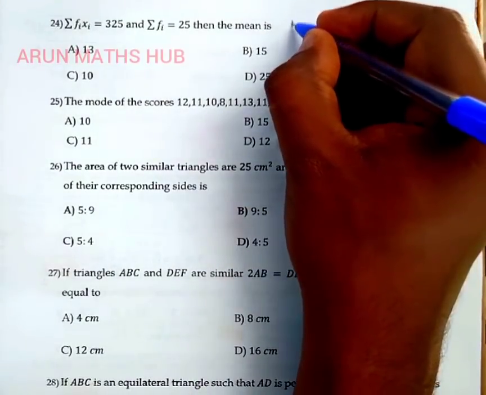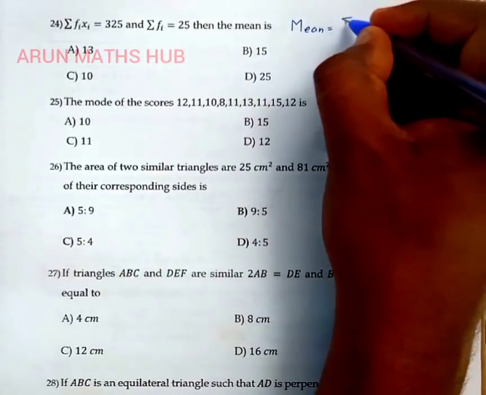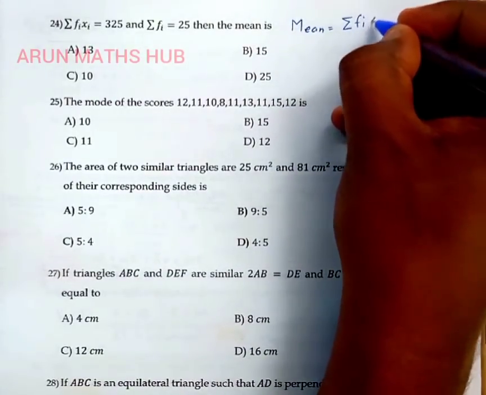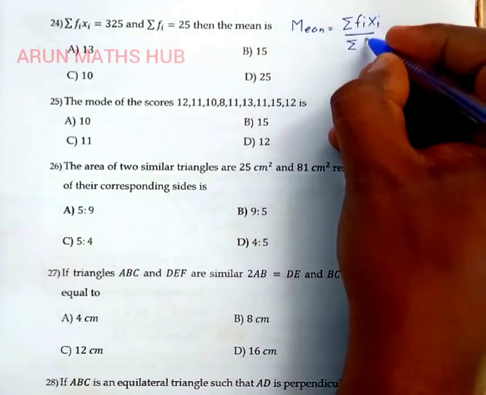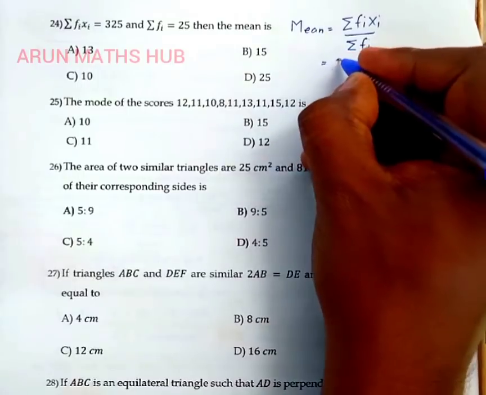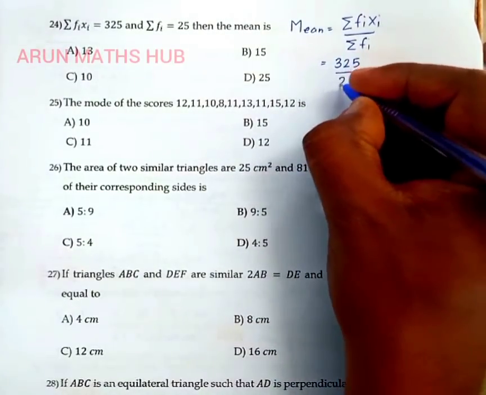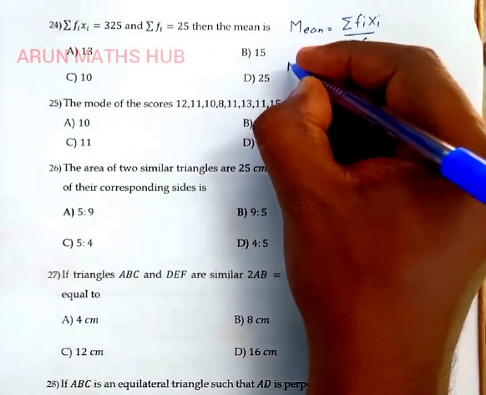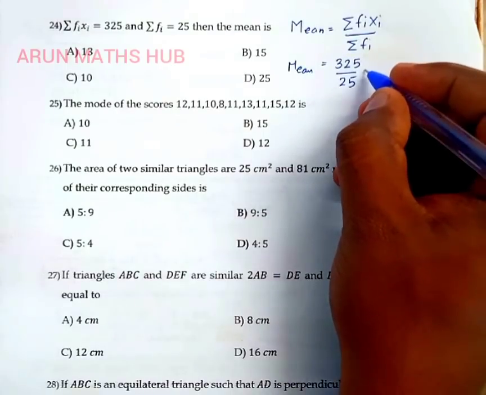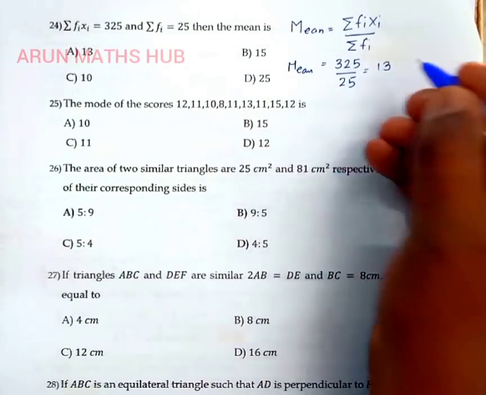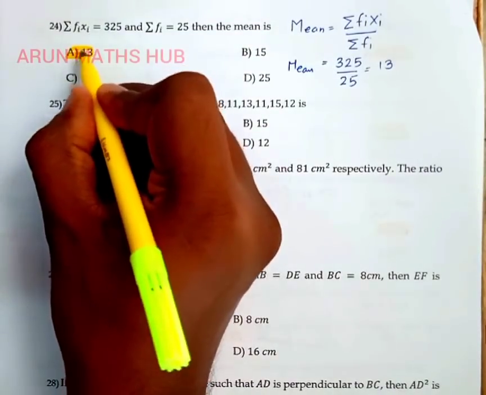Now moving to question number 24. Given sigma fi xi equals 325, sigma fi equals 25, then mean equals, we know that mean equals sigma fi xi divided by sigma fi. What is sigma fi xi? That is 325 divided by 25, which is the direct method of calculating mean. 325 divided by 25, we get the answer 13. Therefore the correct answer is option A, 13.